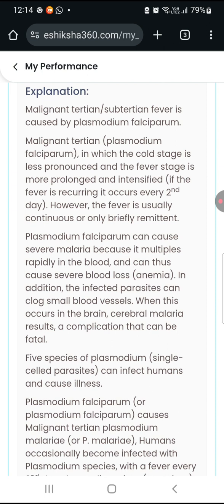Plasmodium falciparum can cause severe malaria because it multiplies rapidly in the blood and can thus cause severe blood loss, anemia. In addition, the infected parasites can clog small blood vessels. When this occurs in the brain, cerebral malaria results, a complication that can be fatal. Five species of Plasmodium single-celled parasites can infect humans and cause illness.